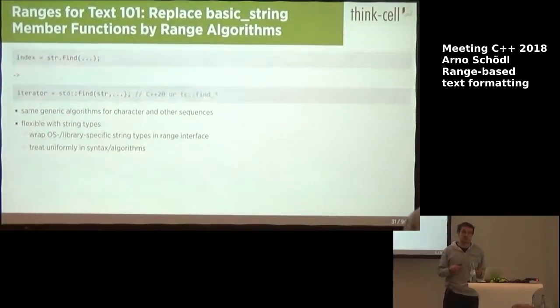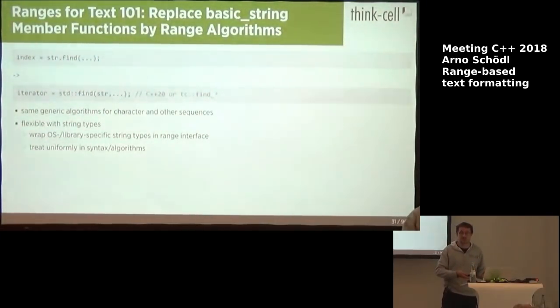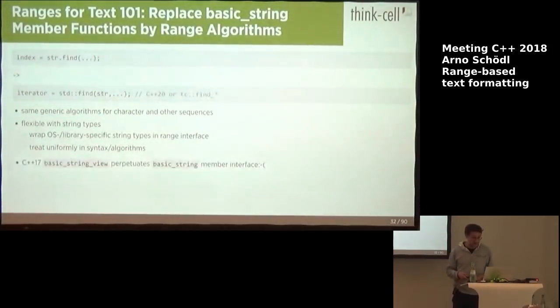What are the advantages? The same generic algorithms you use for other things will also apply to your string. You will only have to use one set of functions. You are pretty flexible with string types. You don't have to commit to a particular string type. Not everything has to be a basic string, because you are free to implement range wrappers around any sort of OS-provided strings, of anything that your library wants. You just put it into a range wrapper and just use your range functions with these strings as well. So you have uniform treatment throughout.